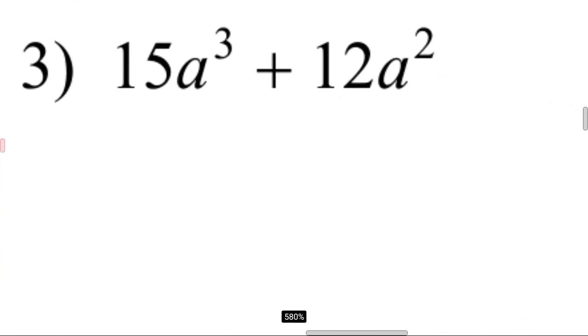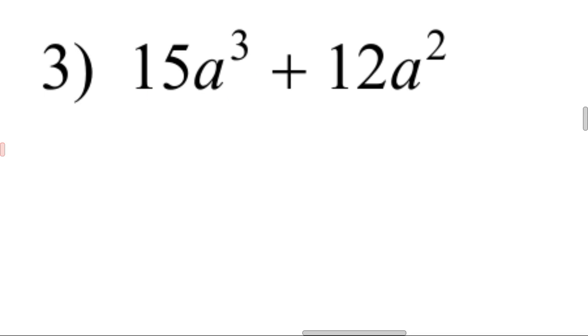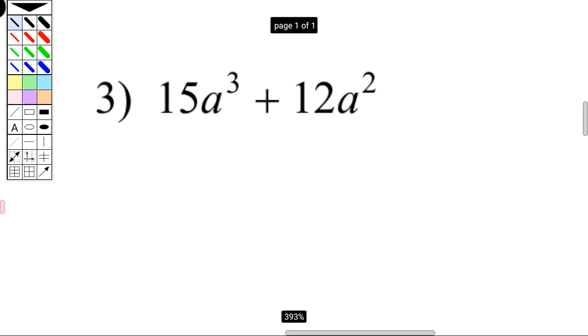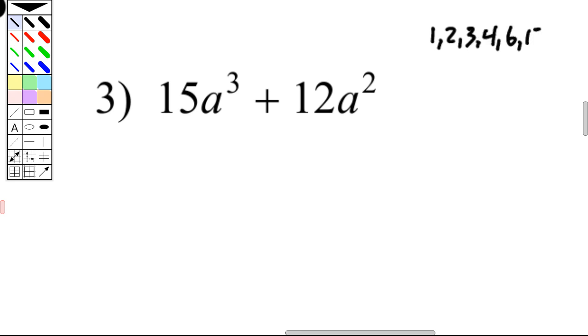Okay, look at these two terms. What is the GCF of this and this? Well, start with the coefficients first, 15 and 12. And I always say start with the smaller number. Does 12 divide evenly into 15? No. So let's do this. Let's list the factors of 12. 1, 2, 3, 4, 6, 12.